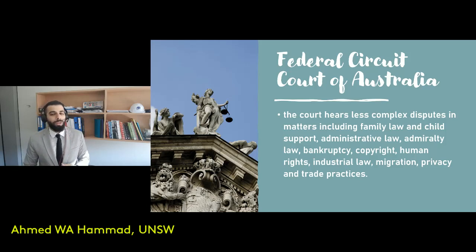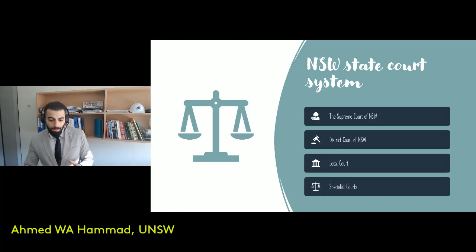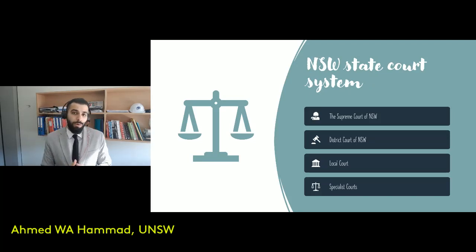So, family law, child support, admin law, any laws related to bankruptcy as well, if they're not massive in value. Copyright issues, that's all covered by the Federal Circuit Court of Australia. So that basically covers the federal court system in Australia. But as I said, there's another type of court system, and that's the state courts.